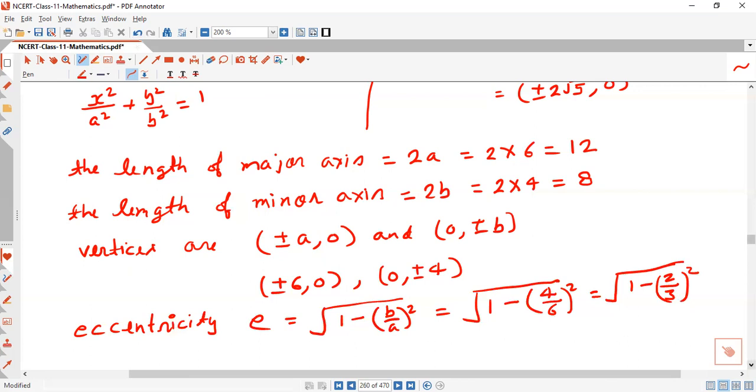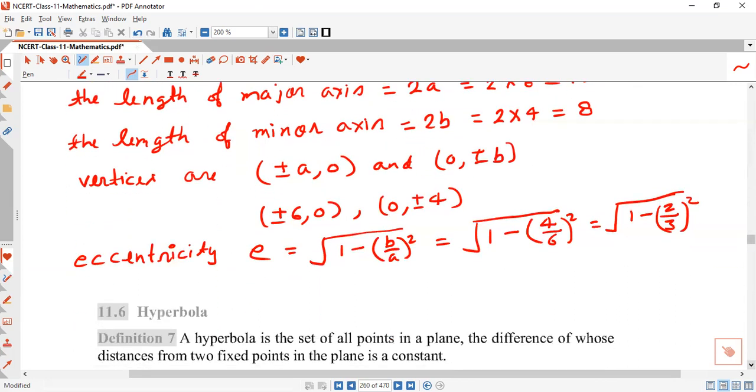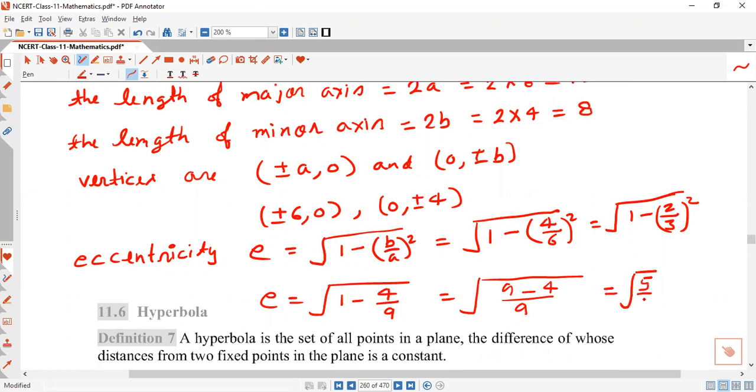If we do this value, e will come out under root 1 minus 4 by 9, since 2 square means 4, 3 square means 9. If we take the 9 as LCM, we get 9 minus 4. This will be root 5 by 9, or you can say root 5 by 3. Root 5 by 3 is the eccentricity of this ellipse.